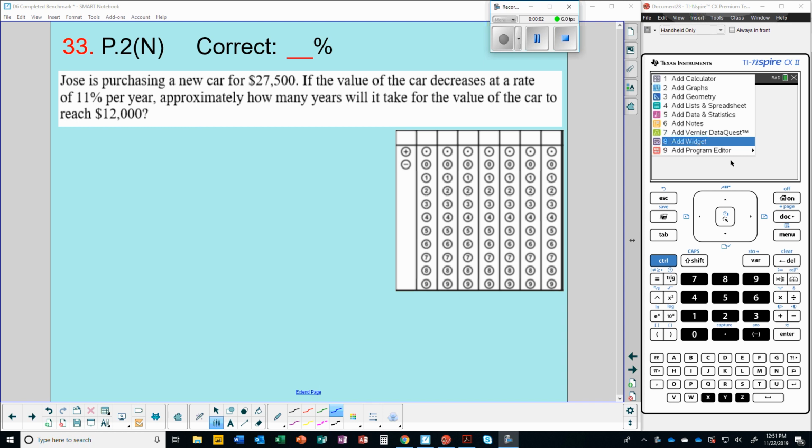Number 33. Jose is purchasing a new car for $27,500. If the value of the car decreases at a rate of 11% per year, approximately how many years will it take for the value of the car to reach $12,000?